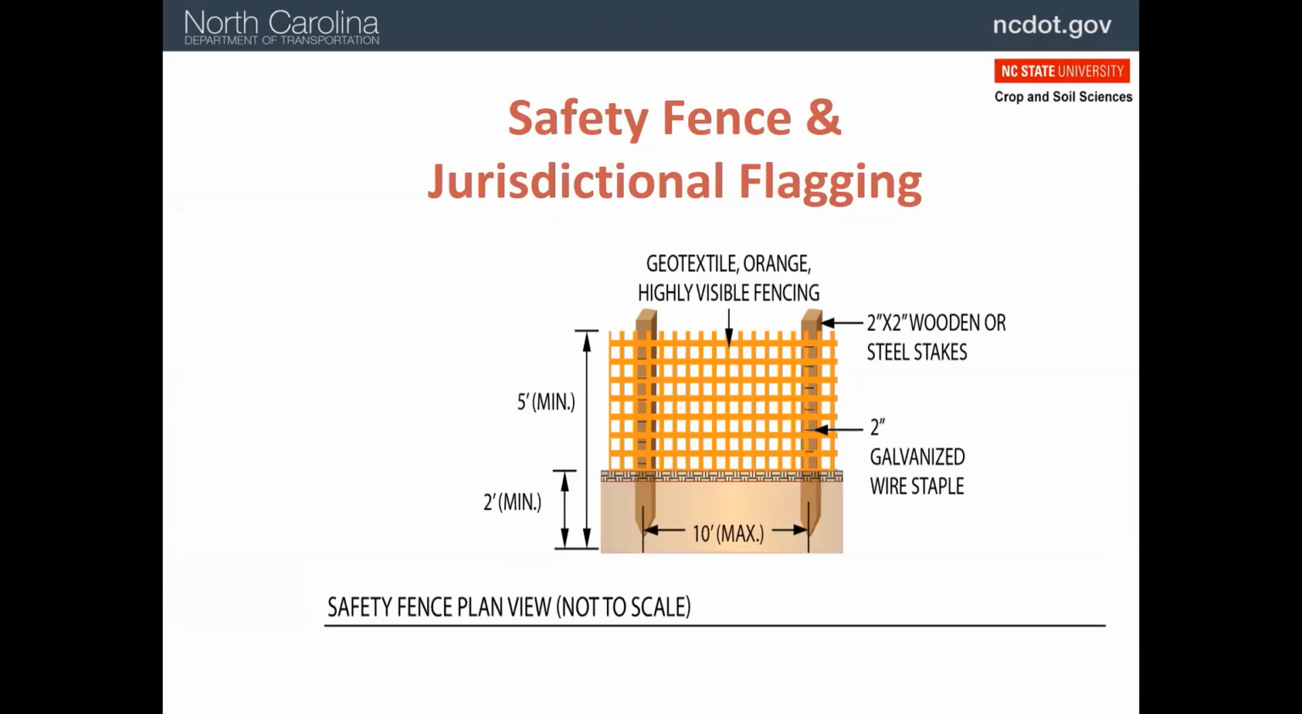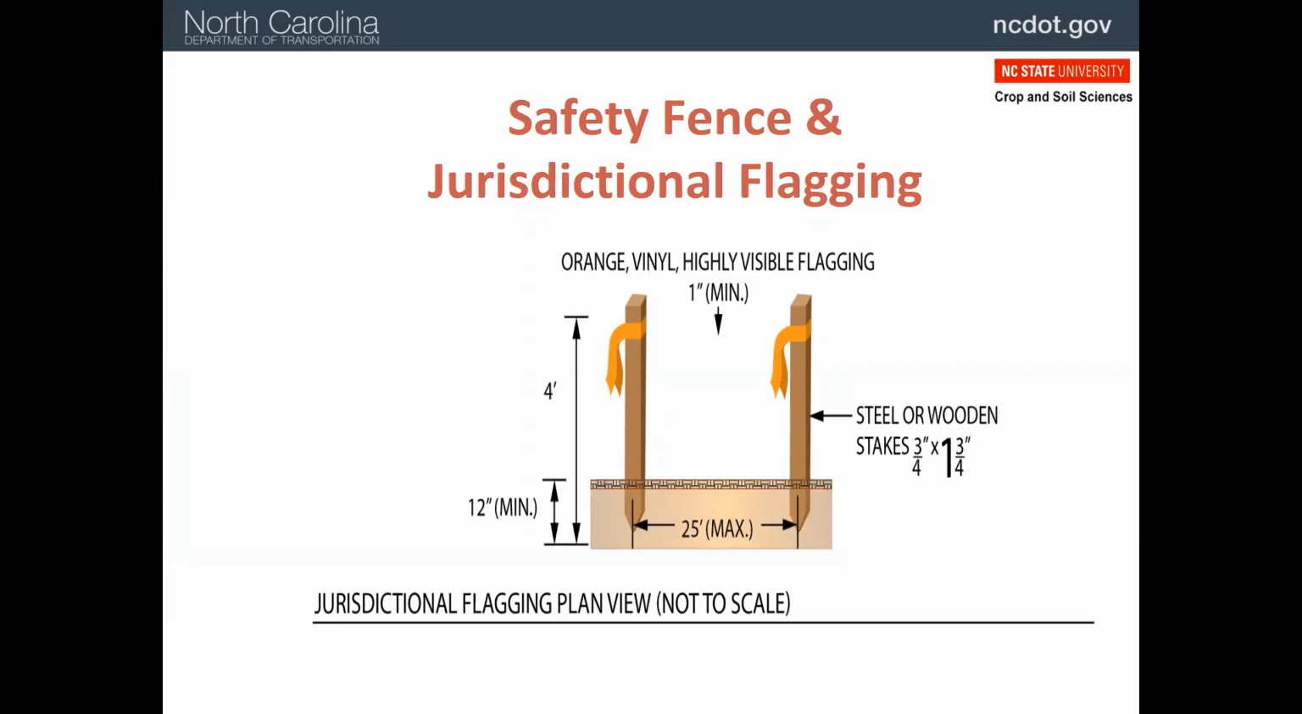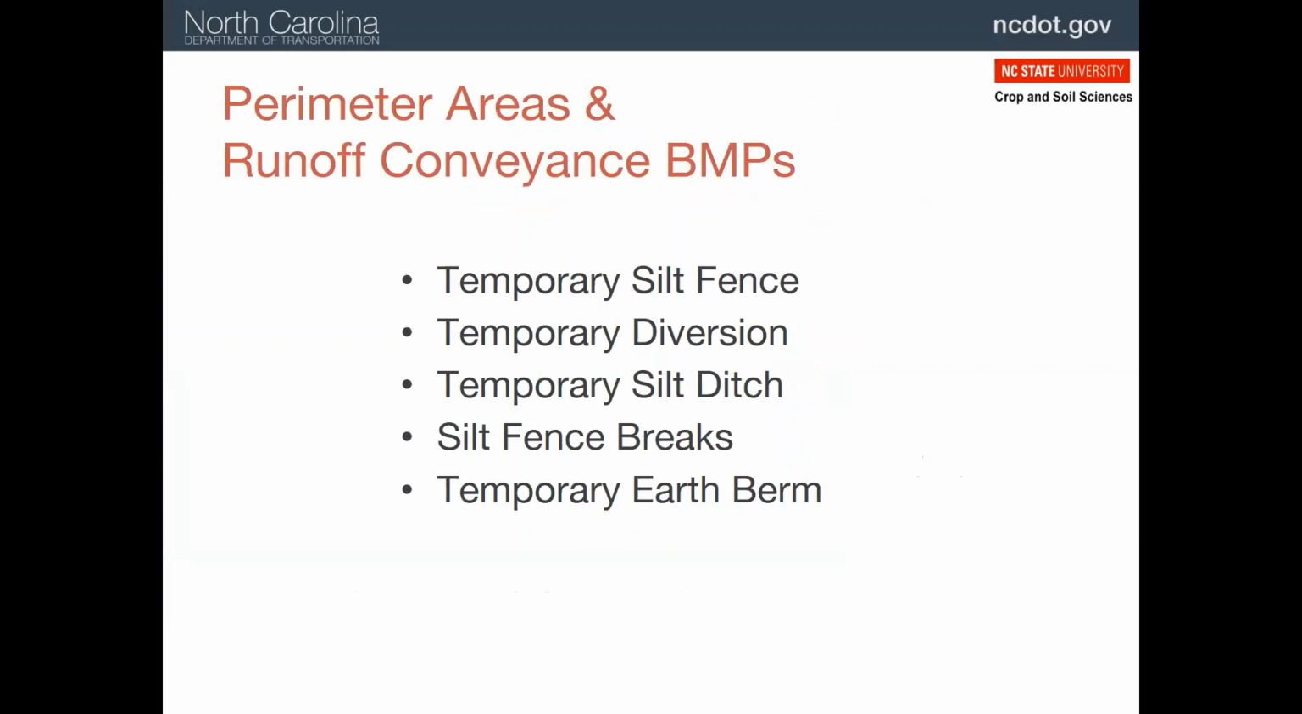These are typical installation specifications with posts 2 feet in the ground and 10 feet apart. Flagging is typically used to indicate jurisdictional areas which should not be disturbed without a permit. These can be widely spaced, but should be clearly indicating the location of the area. Next, we review other practices that are typically located around the perimeter of a project.